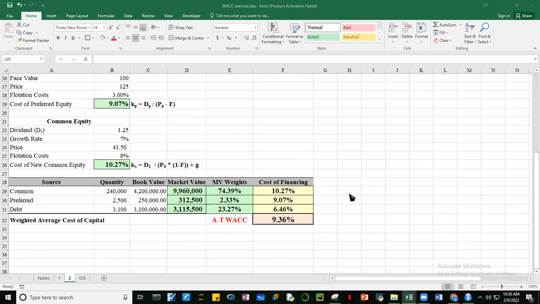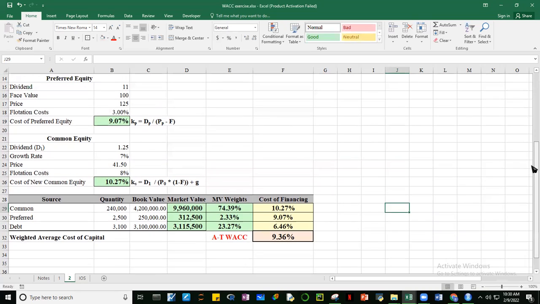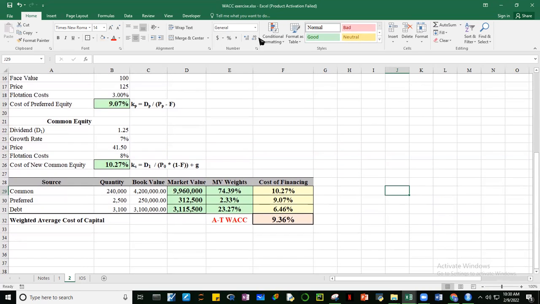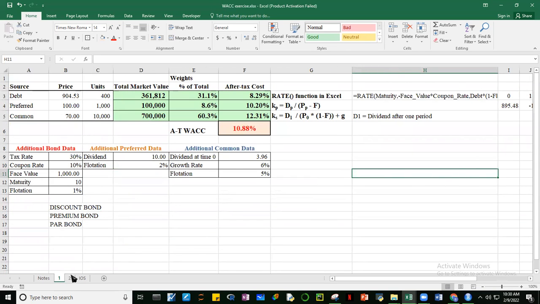Okay, any questions? Yes, sorry, Julian. Okay. All right. Okay, so clear, guys. Paki-chat naman, guys, kung nakuha nyo itong 9.36% dito, o yung kanina dito, yung 10.88.